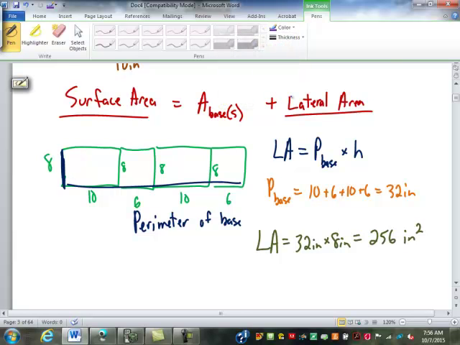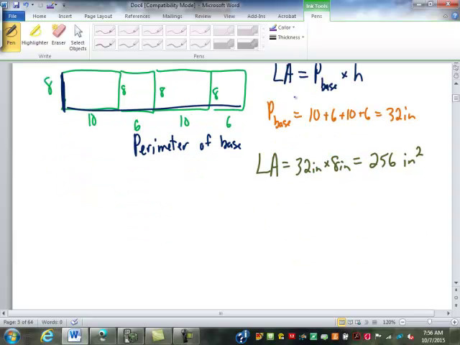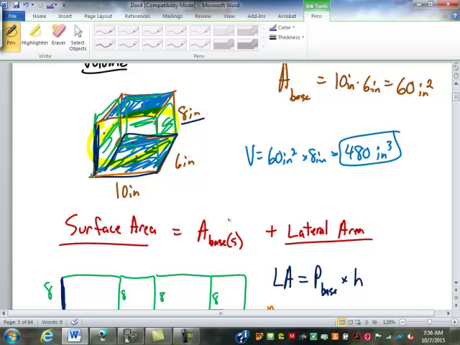So what does that mean? That means our surface area, sometimes called total surface area, is going to equal the area of the bases. We said the base was 10 by 6. That was 60 square inches, if you remember. We had to figure that out to find our volume up here.